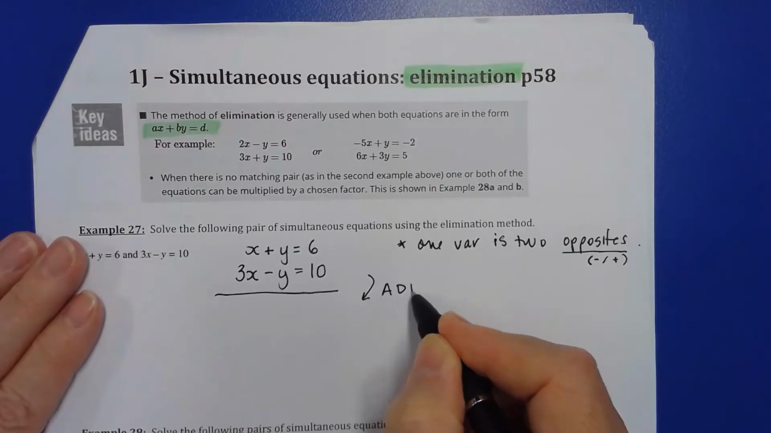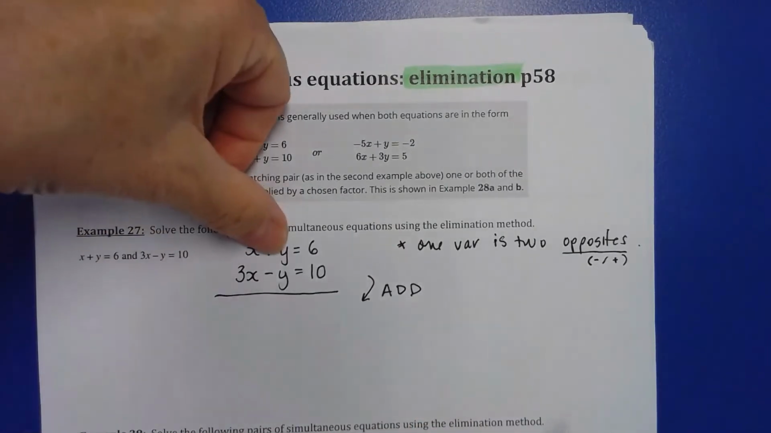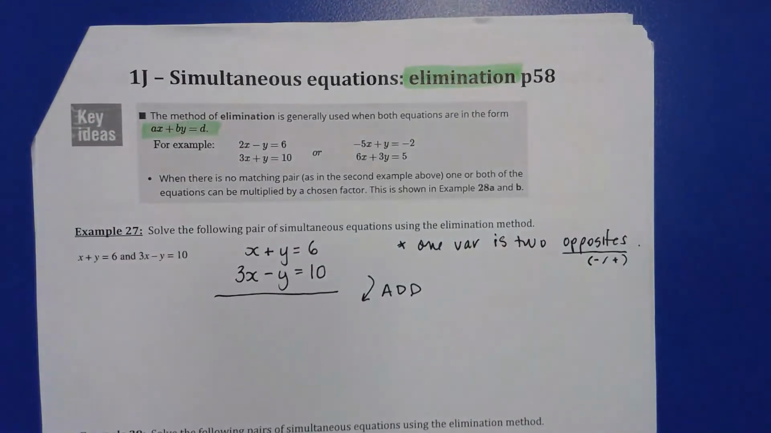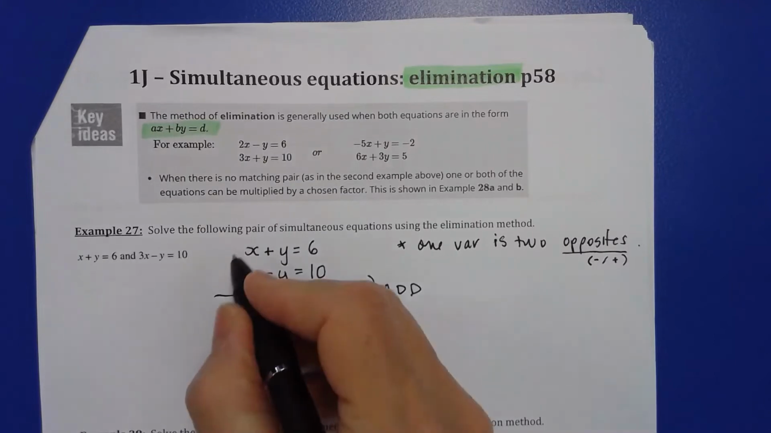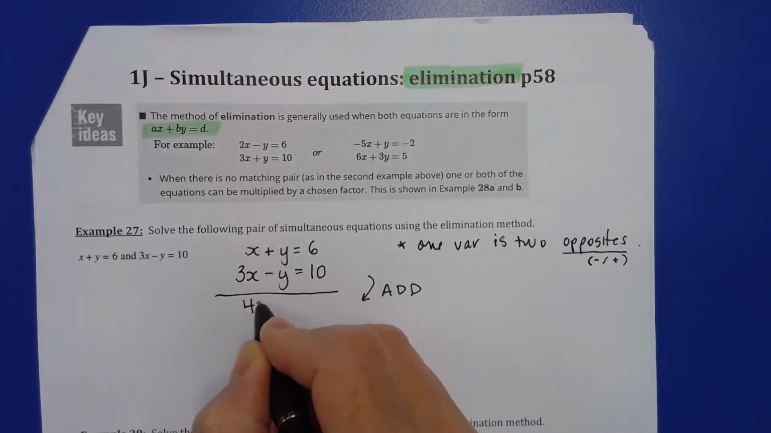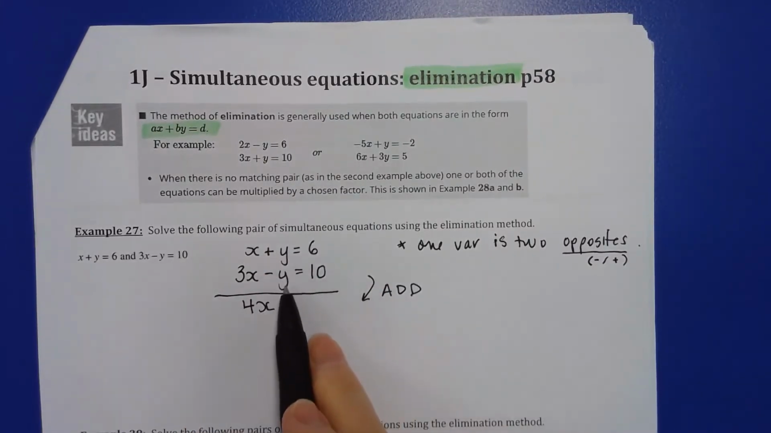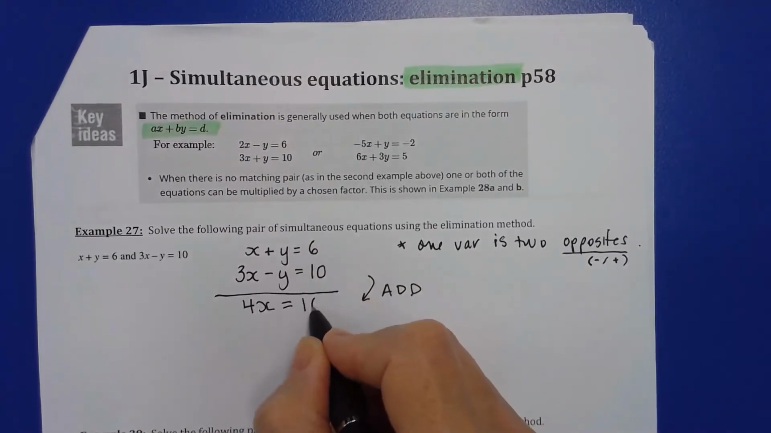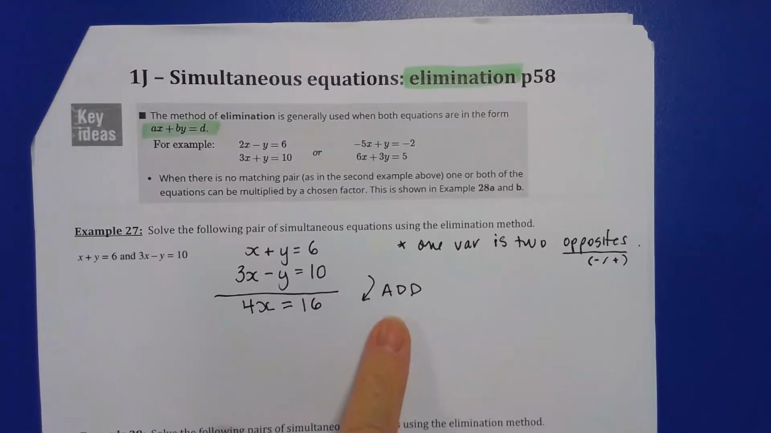Now, how come I can do that? Because that side's equal to that. So when I add, I'm adding the same thing to both sides. Okay, they're equal. So here I go. 1x and 3x is 4x. And y and negative y are 0. And 6 and 10 are 16. Adding to eliminate.